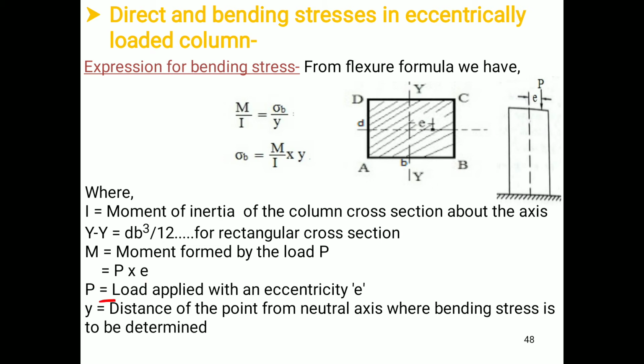Where P is the load applied with an eccentricity e, that we have already known. y is the distance of the point from the neutral axis where the bending stress is to be determined. We will consider the extreme fiber for this particular case. In this manner the expression for the bending stress can be calculated by using the flexural formula.